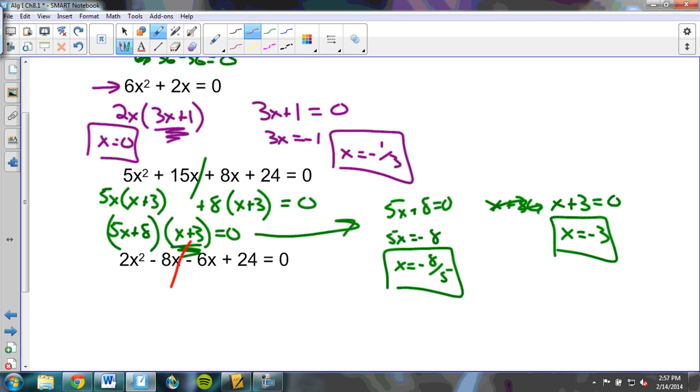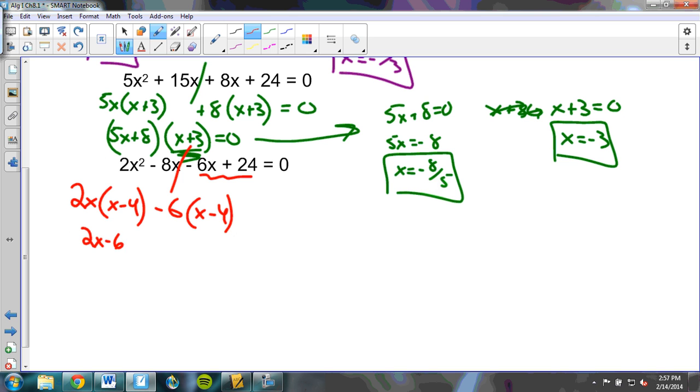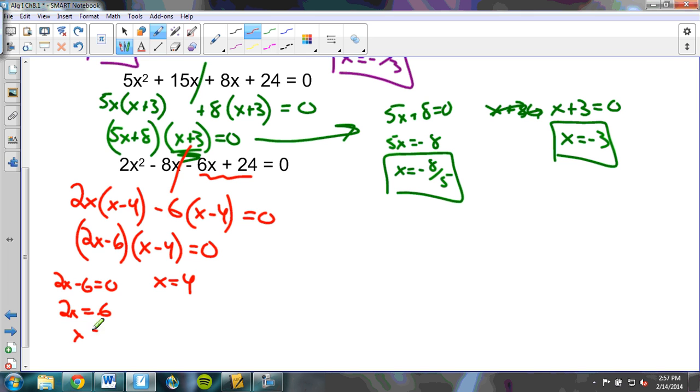Cut it in half. I can pull a 2x out of these, and I'm left with x minus 4. I can pull a negative 6 out of this half over here, and I'm left with x minus 4. So I have 2x minus 6 times x minus 4, and that'll equal 0, which means that x could either be 4, or it could be 3. x could be 4, or x could be 3. I can plug them in and check. Take my word for it, they work. I think that covers everything.